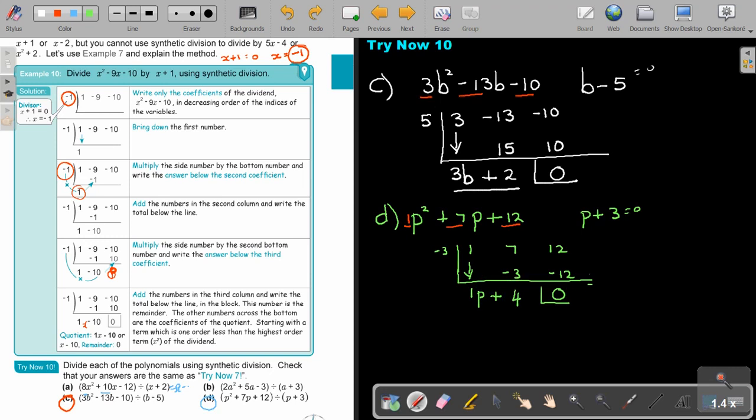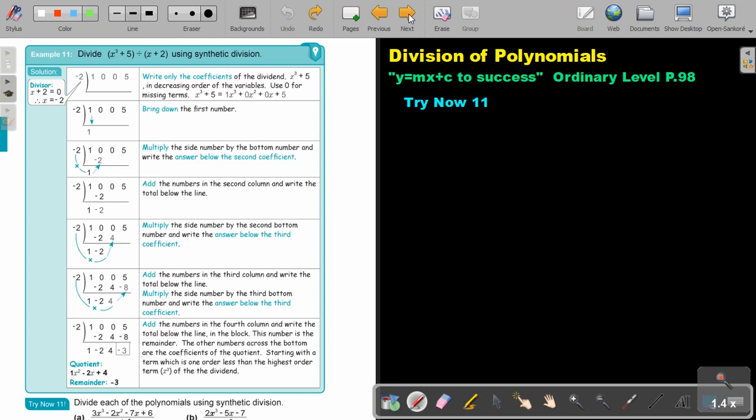Okay, and then let's do a final one, one with a missing term. If you look at this one, it's x cubed. There's not an x to the power 2, and there's not an x. So always, and this is a very good tip, if a term is missing, just put zeros in that position. Then you do it exactly the same: bring it down, multiply, simplify, multiply, simplify, multiply, simplify. The last one is always the remainder. The exponent is one less, so you start with x to the power 2 minus 2x plus 4 with a remainder of negative 3.